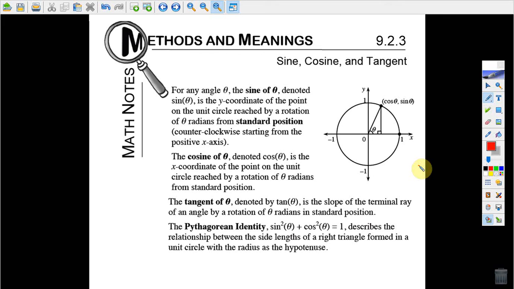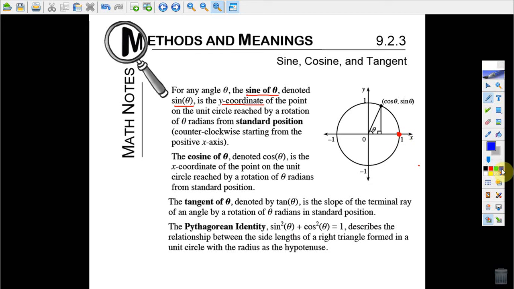So let's take a look at this. For any angle theta, the sine of theta, denoted by sine theta, is the y-coordinate of the point on the unit circle reached by a rotation of theta radians from the standard position, which is starting right here. Counterclockwise, starting from the positive x-axis.